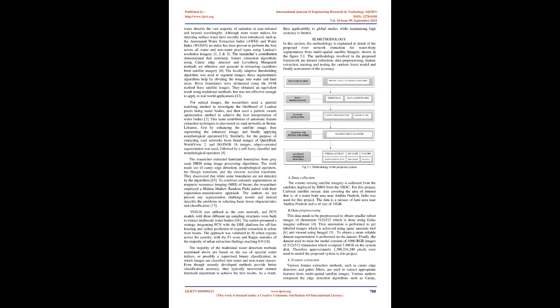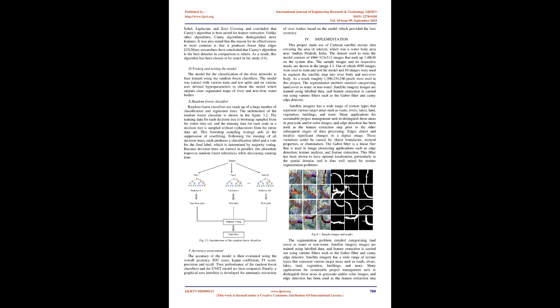River boundaries were delineated using the SVM method from satellite images. They obtained an equivalent result using traditional methods, but it was not effective enough to apply in real-world applications. For optical images, the researchers used a spectral matching method to investigate the likelihood of Landsat pixels being water bodies, and then used a particle swarm optimization method to achieve the best interpretation of water bodies.